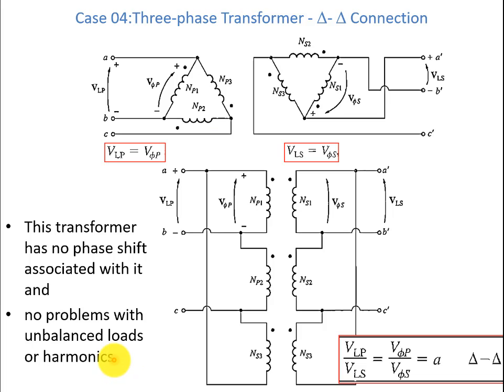And case 4 is the delta-delta connection. In the delta-delta connection, we have no phase shift associated with it and no problems with unbalanced loads or harmonics occur. So here the transformation ratio is again a. So there is no constant multiplied with this transformation ratio. So that will be V line primary over V line secondary, which is equal to V phase primary voltage over V phase secondary voltage, that is a. So this is for the delta-delta connection.